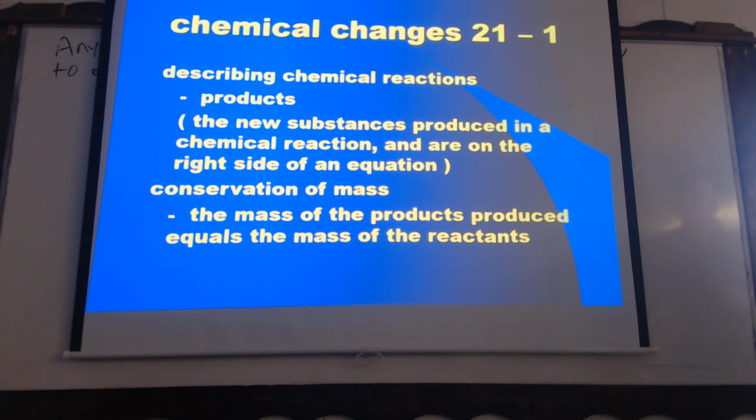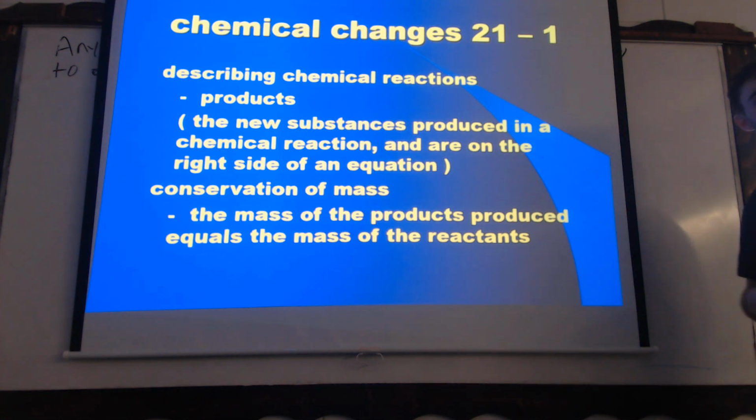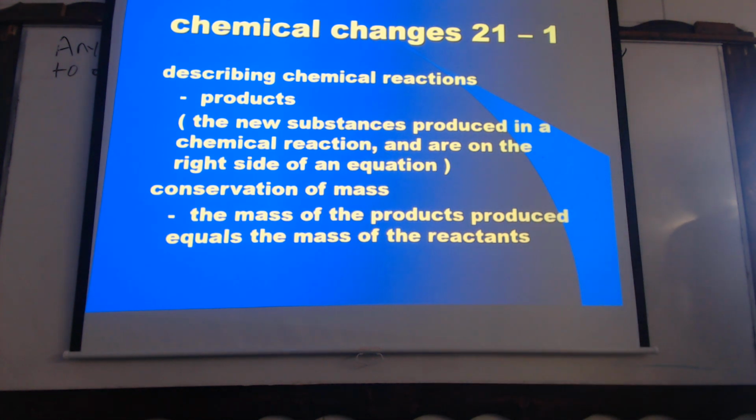Describing chemical reactions. Products. They're the substances that are produced in a reaction. They are on the right side of an equation. Conservation of mass. We'll talk about this later, but the mass of the products produced has to equal the mass of the reactants used. So the mass of the left has to equal the mass of the right.